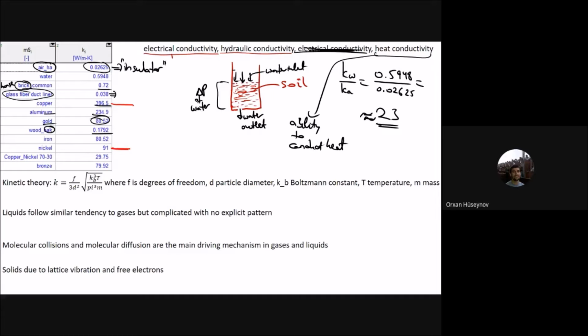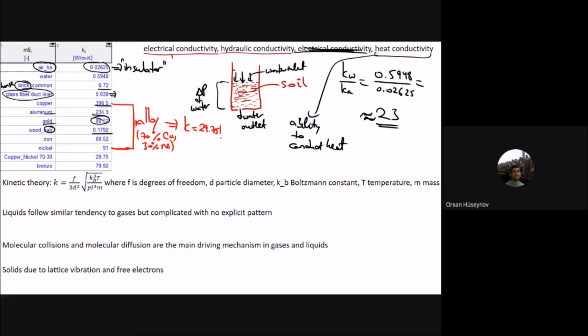Okay, but when you mix it, this one will give you an alloy. And for the alloy of copper nickel, you can see that 70% of copper and 30% of nickel. When you mix it, you will get the conductivity, which is 29.75. You can see it is smaller than both of them. For nickel, 91. For copper, 300, 400. At the end, you get lower than both of the values of the alloys here.